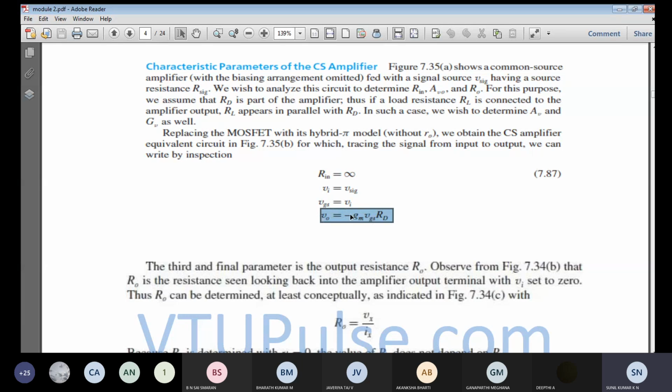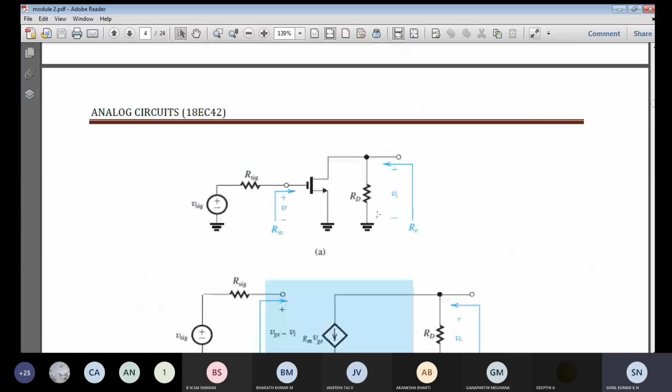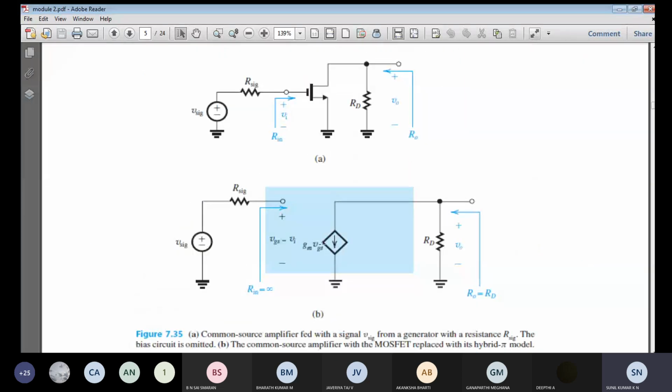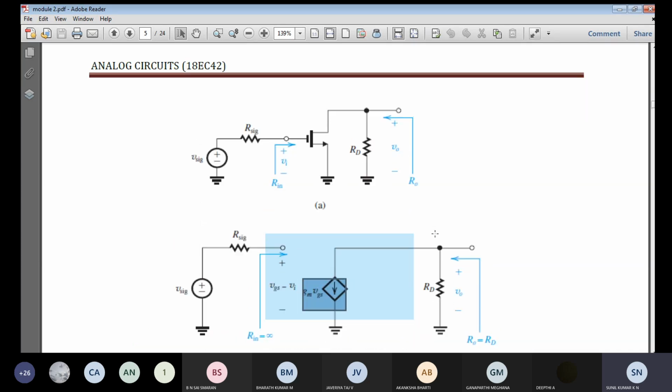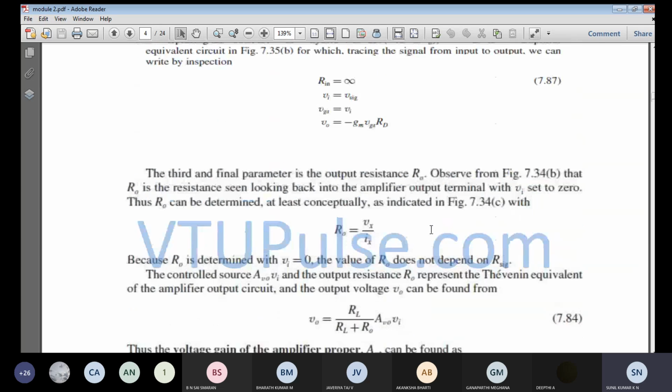V naught is the output voltage. What is the gain for common source? Minus Gm into RD is the common source gain, multiplied with VGS, which is the input voltage. This gives the output voltage: minus Gm into VGS into RD. It is minus because it is 180 degrees out of phase, since we get the output across the drain. This is the RD resistance. So the final output voltage is current multiplied with resistance. This is the control current, Gm into VGS, into RD, which gives the final value of the output voltage V naught.